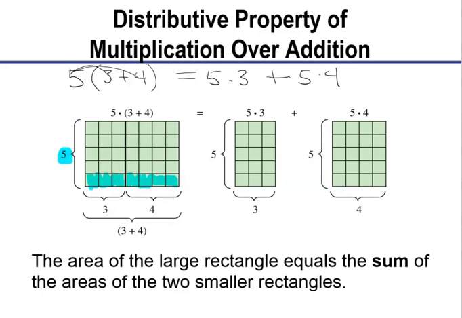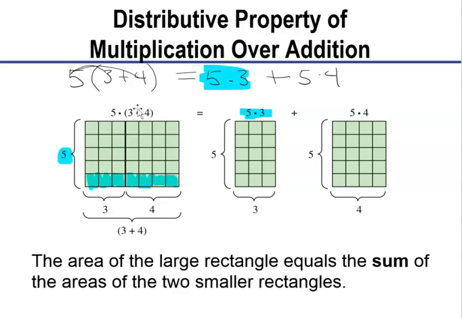Now, on the other side, this is after we distribute multiplication over addition. So we're representing our 5 times 3 right here. So again, that's 5 rows of 3 units. Plus our 5 times 4, which is 5 rows of 4 units. And if we smash those back together, you clearly see we have what's over here on the left. So the area of the large rectangle equals the sum of the areas of the two smaller rectangles. So there's your distributive property.